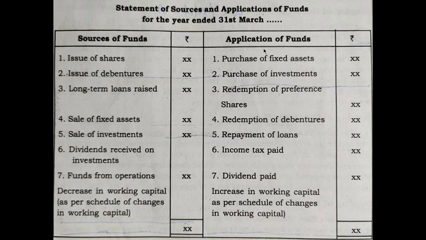Likewise, if you go to the application side, the concept is that all those transactions which led to the decrease in the cash balance in your hand is considered as an application of fund. Here sale of fixed asset was a source of fund. Then the opposite of it will be purchase of fixed asset. It's an application of fund because when you purchase a fixed asset, you will spend a certain sum of money from your hand, then your cash will be lost. So whenever there is a decrease in cash, it is considered as an application of fund.